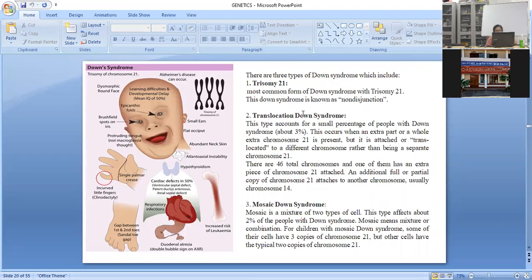Yet another type or subtype, we can say, is translocation Down syndrome. It accounts for a small percentage of people with Down syndrome. This occurs when an extra part or a whole extra chromosome is present, but it is attached or translocated to a different chromosome, specifically the 14. So if the translocation occurs between the 14th and the 21st chromosome, expression of these features occurs, and we can say that it's a subtype of Down syndrome, which is translocation Down syndrome.